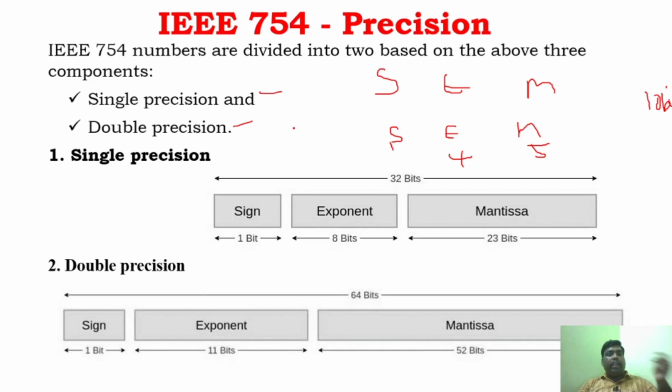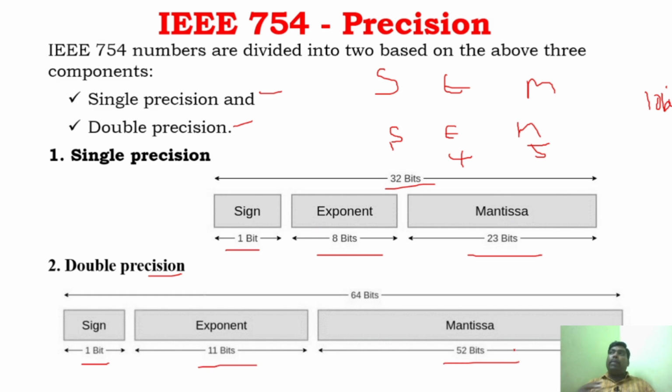One is 32 bit or a 64 bit. Correct? Right. So the single precision is 32 bits and double precision is 64 bits. Now, 32 bits is split like this: sign bit 1, exponent 8 bits, and mantissa 23 bits. And similarly double precision: sign bit is 1, exponent is 11 bits, and mantissa is 52 bits.